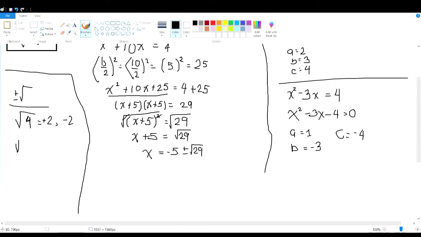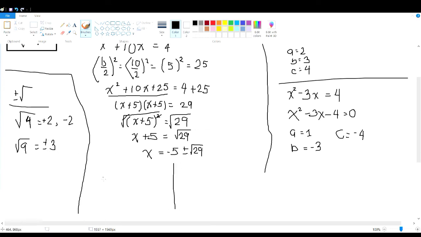For example, ulit, square root of 9, ang magiging sagot mo dyan, positive negative 3. Because positive 3 times positive 3, 9. Negative 3 times negative 3, also 9. Kaya may positive negative yun. O ha? So, sir, isa lang naman yung value ng x sa sagot. Isa lang. Yes, that's the role of positive and negative.